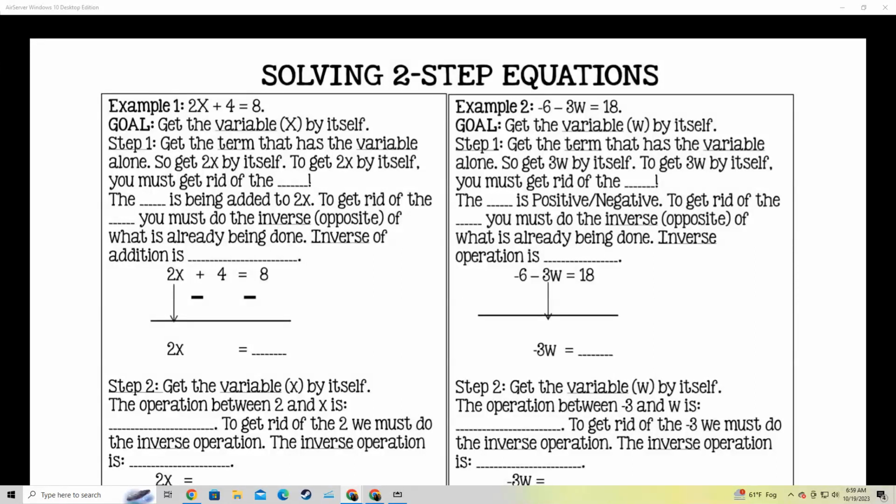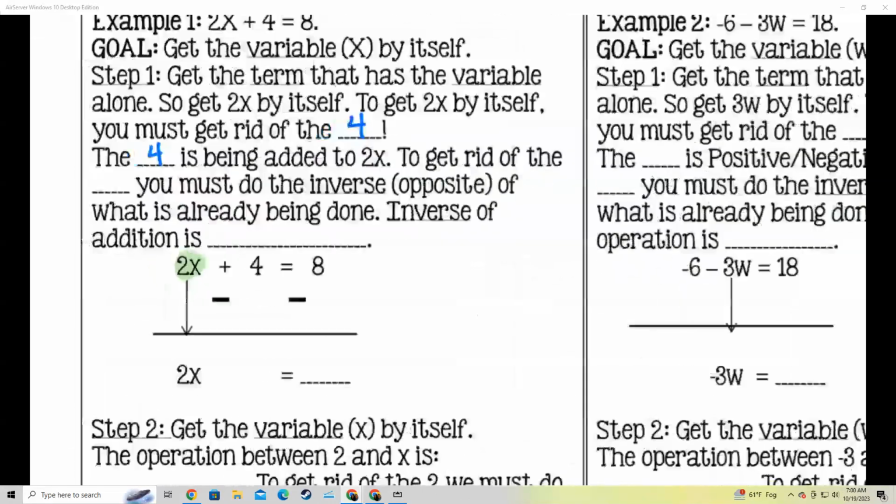Step 1 is to get the term that has the variable alone. So we want to get the 2x by itself. That is to say, I'm trying to get this 2x by itself. Not just the x, but the 2x by itself. To do that, I must get rid of the 4. The 4 is being added to 2x.